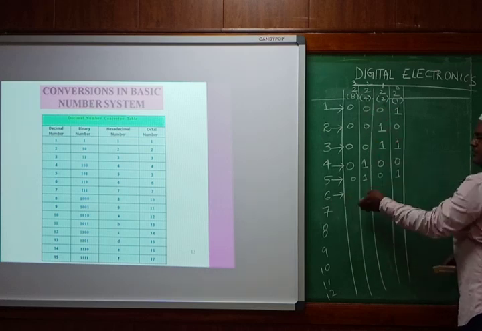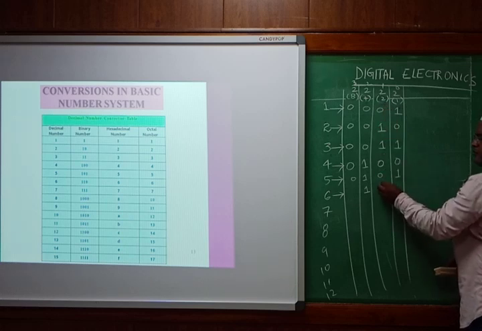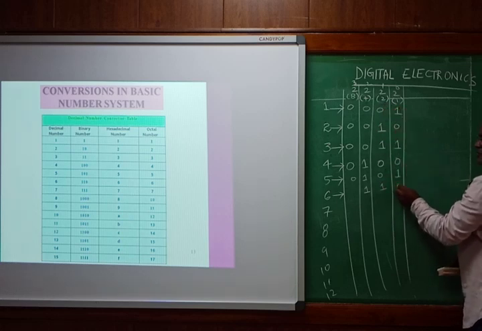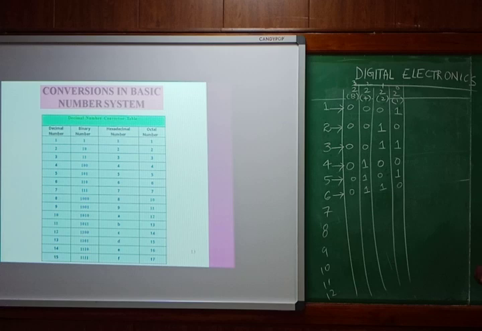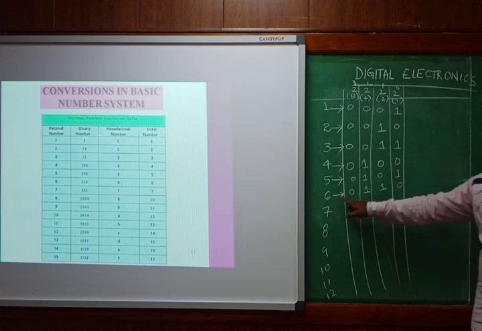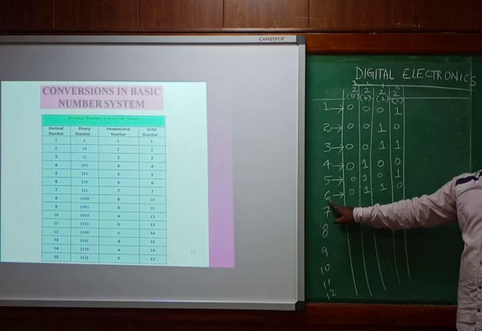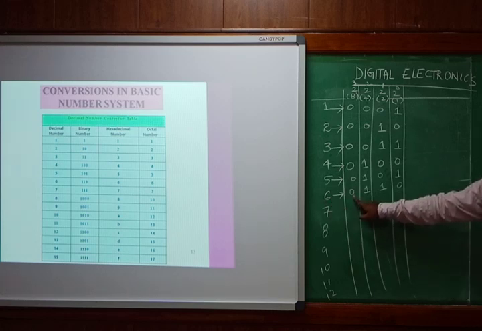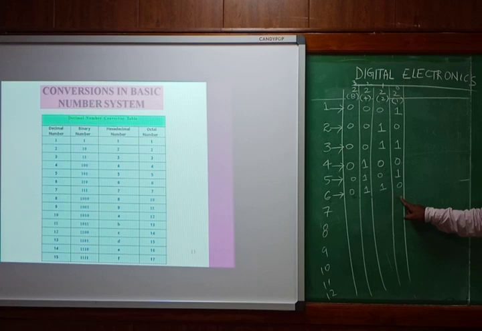So this place value should be 1 and this place value should be 1, and remaining this will be 0 and this will be 0. So 6 will be written as 0, 1, 1, 0. If I want to write that digit 6 in the computer, the computer converts that into 0, 1, 1, 0 format.